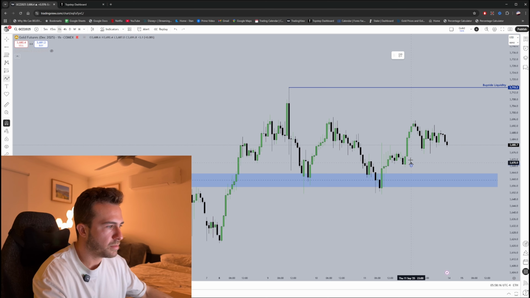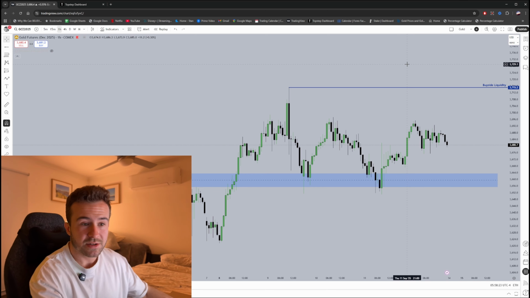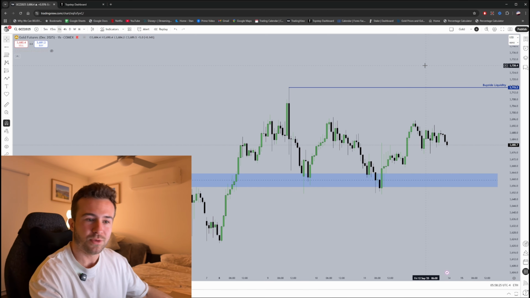It also looks like a bull flag. It's squeezing like this, probably going to go higher. Bull flag, that's a retail concept. However, I don't see why it wouldn't pan out.